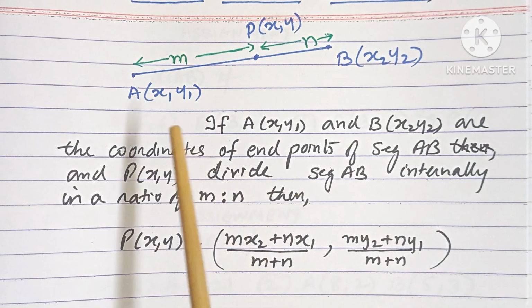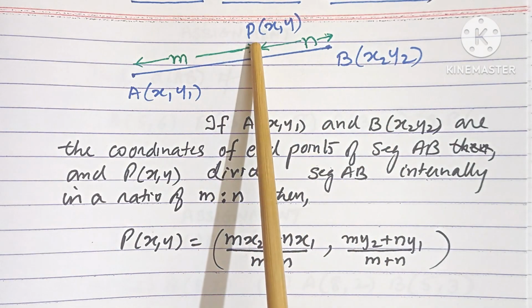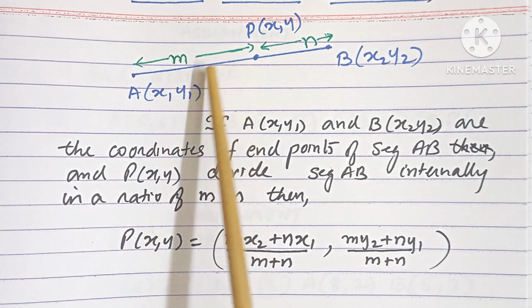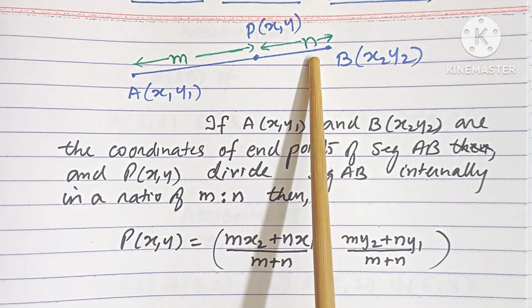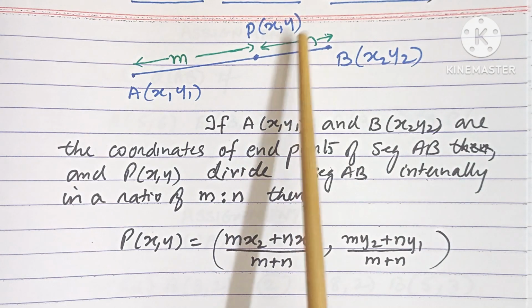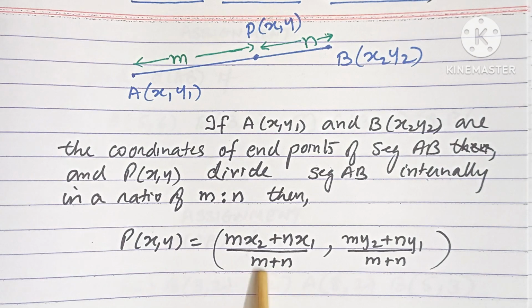That is, if you know the coordinates of the endpoints of segment AB, and if P is any point that divides the segment in a ratio of m is to n, and if the coordinates of P are x, y, then the coordinates of P can be determined by this particular formula, and this is called the section formula for internal division.